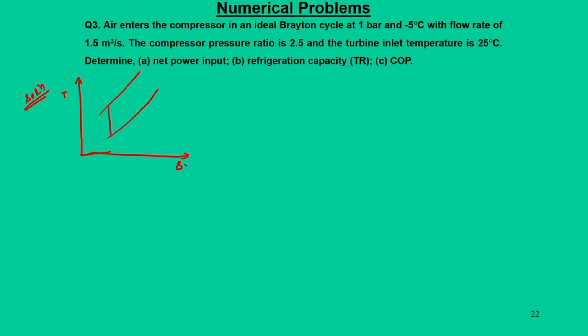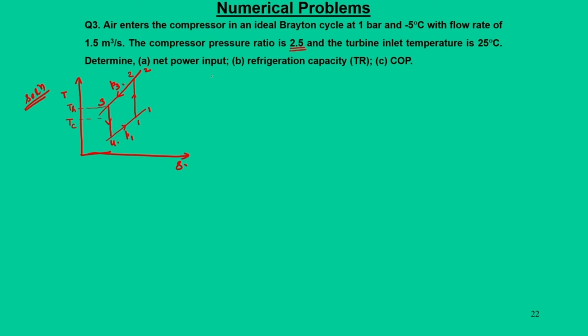So, we can draw in this diagram the processes as 1, 2, 3, 4, and we can locate the points. Point 1 maybe somewhere here, TC, TH. So, there are two pressures P1 and P3. This pressure ratio is 2.5.